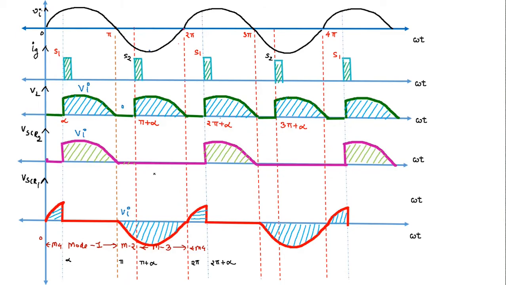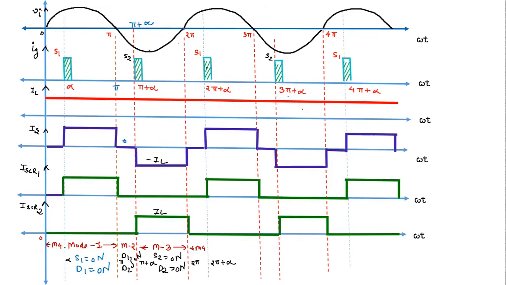Now we will see the voltage waveforms. Between pi plus alpha and 2 pi, the load voltage is equal to the input voltage Vi. So whatever the input waveform, it will come at the output as the waveform. Now the SCR2 voltage will be equal to 0 because it is conducting in this mode. And what will be the SCR1 voltage? It will be equal to Vi because it is not conducting in this mode.